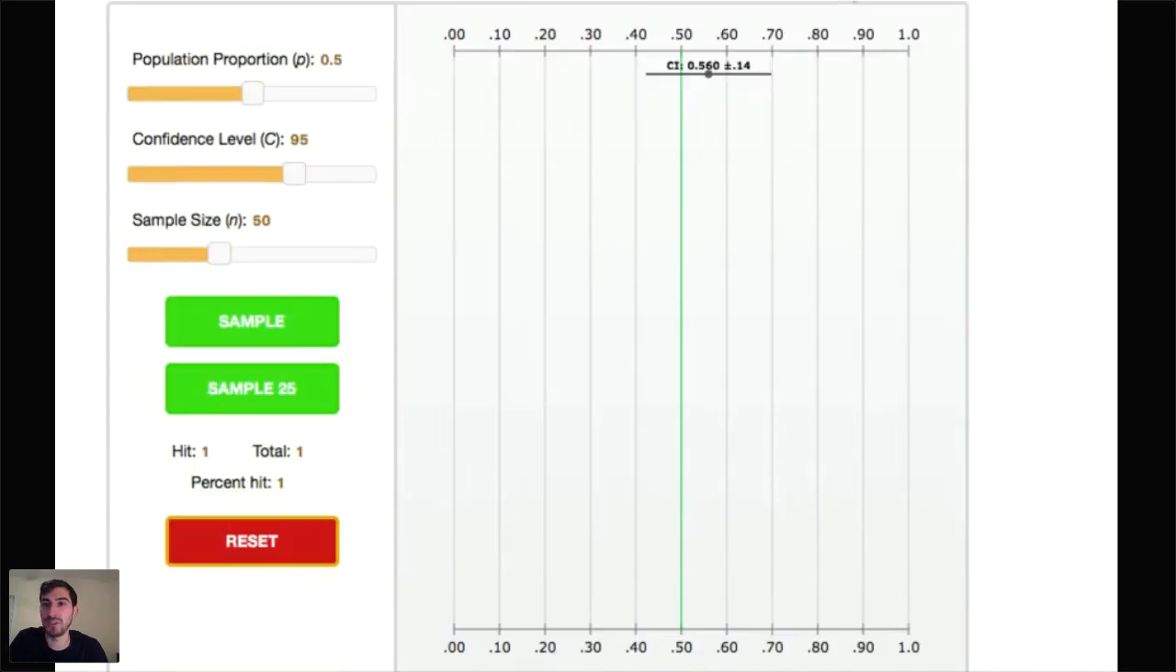What you should see on your screen now is one sample popped up, and it says CI equals 0.560 plus or minus 0.14. That 0.560 is the p-hat, where in this sample, 56% of the people we got said yes. Based on the sample size and what our p-hat was, the margin of error appears to be about 14%, 0.14. So the confidence interval would range, as you can see on the number line, anywhere from 42% all the way up to 70%.